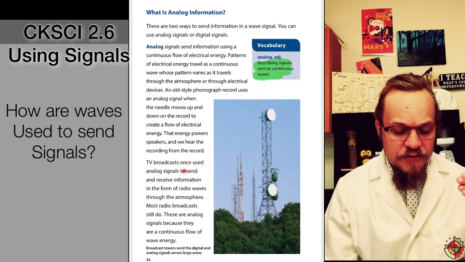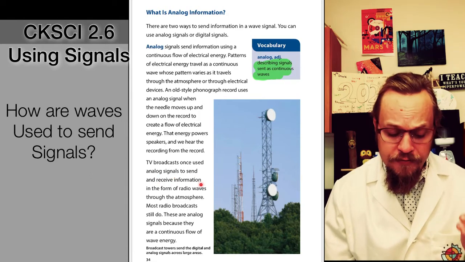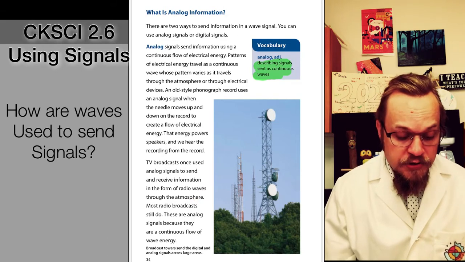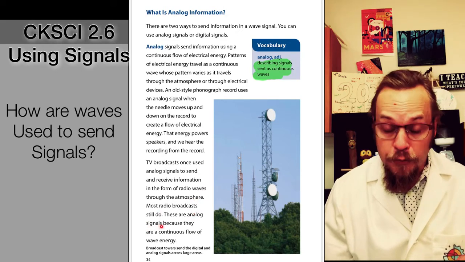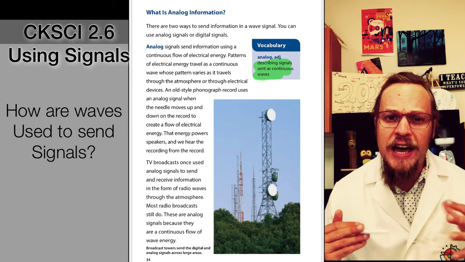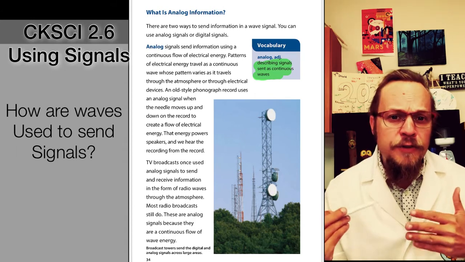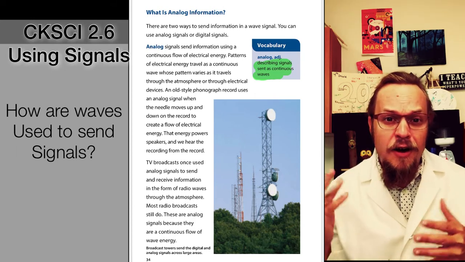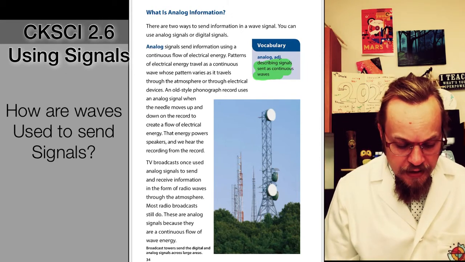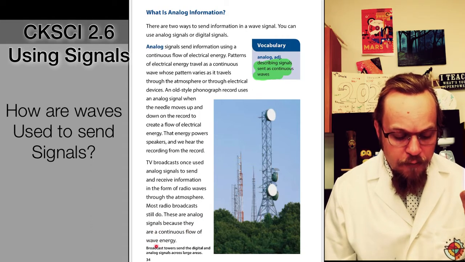TV broadcasts once used analog signals to send and receive information in the form of radio waves through the atmosphere. Most radio broadcasts still do. Radio is still mostly analog. Sometimes it's digital, especially if you have XM or Sirius satellite radio, but most of your AM, FM radio stations are analog. It's a continuous wave of electrical energy. These are analog signals because they are a continuous flow of wave energy.